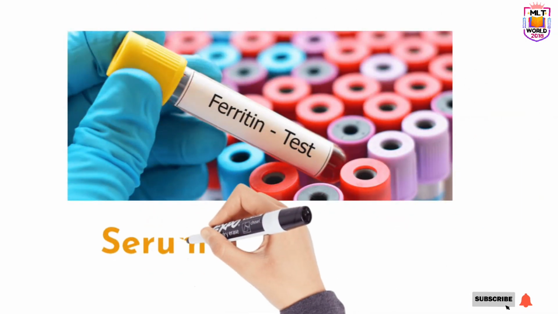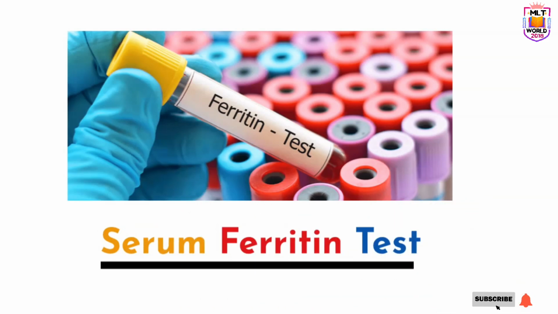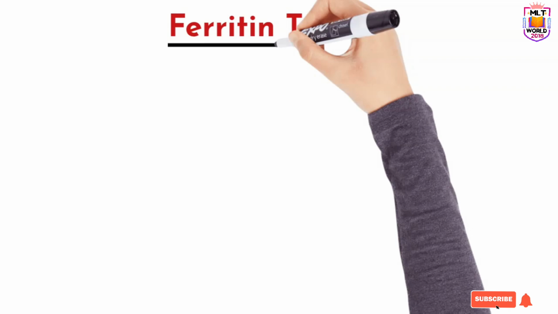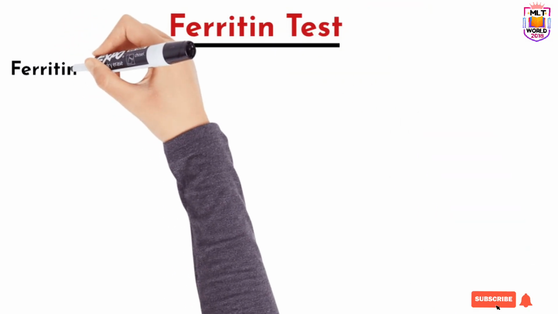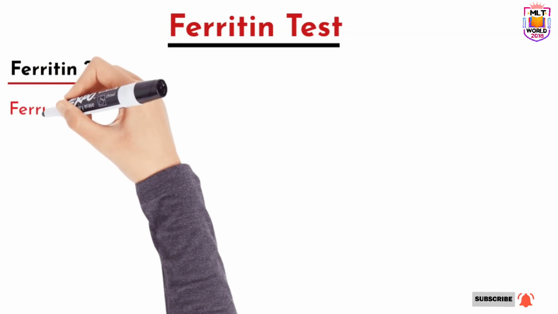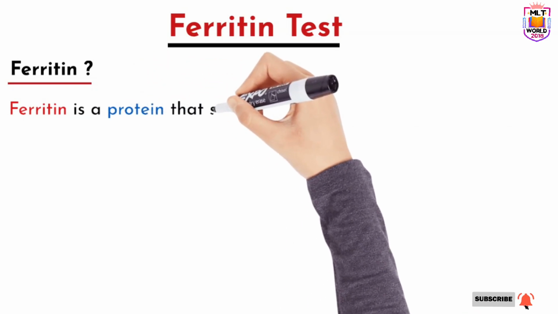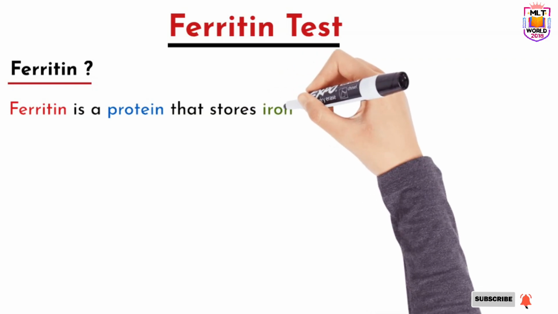Today the topic I am going to discuss with all of you is about the serum ferritin test. Let's start the lecture. What is ferritin? Ferritin is a protein by nature, and ferritin is made by the liver, and the main function of ferritin is to store iron.